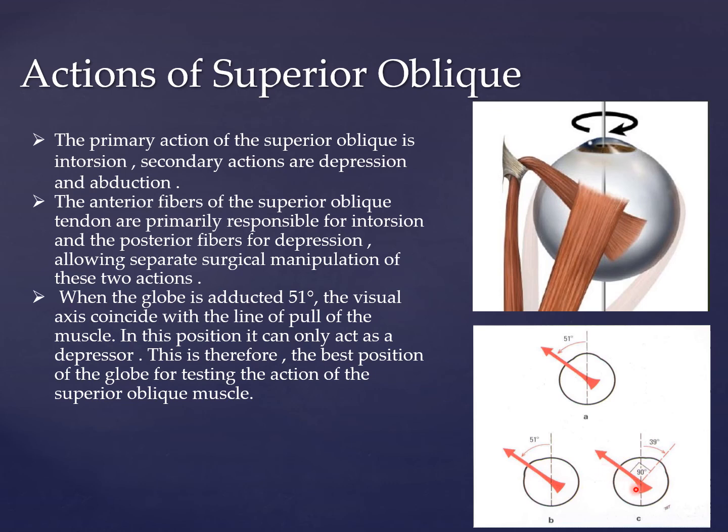And when the globe is abducted to 39 degrees, the line of the muscle and the axis of the eyeball are at 90 degrees with each other. In this position, the superior oblique acts as a pure intortor. It only has the action of intorsion.